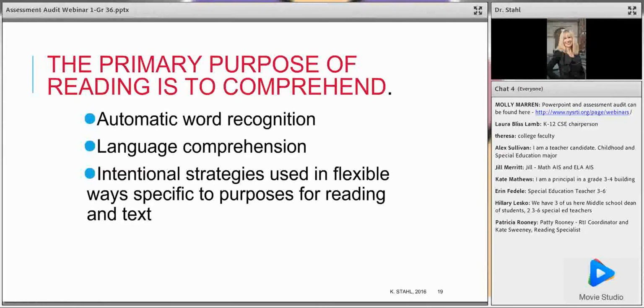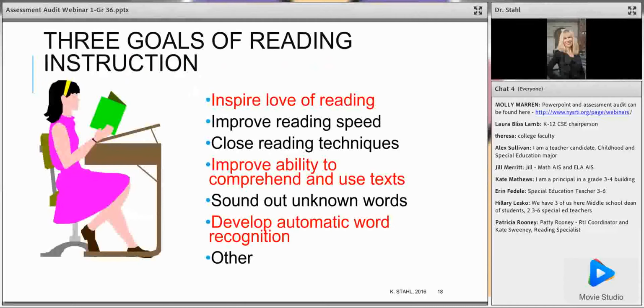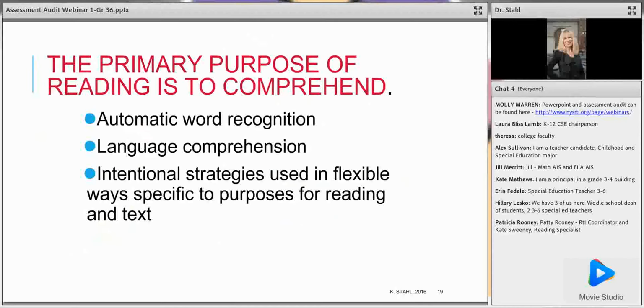If reading is going to be tedious and cumbersome, children are sure not going to enjoy it, nor are they going to understand the text. So the 3 goals of reading are typically that people select, and you were right in alignment with this, is to inspire the love of reading, to improve the ability to comprehend and use text, and then to develop those automatic word recognition processes.